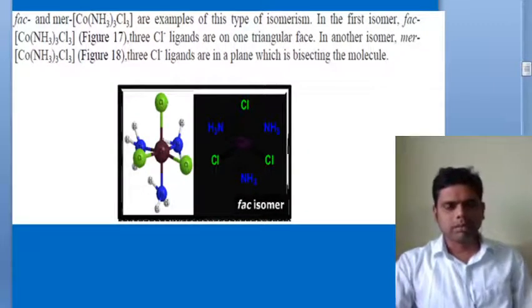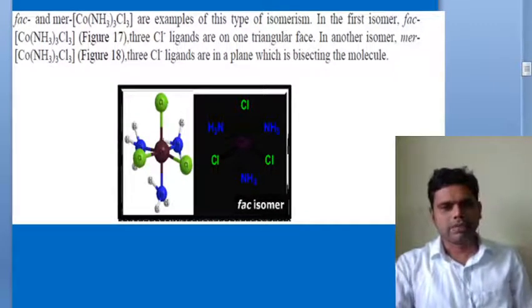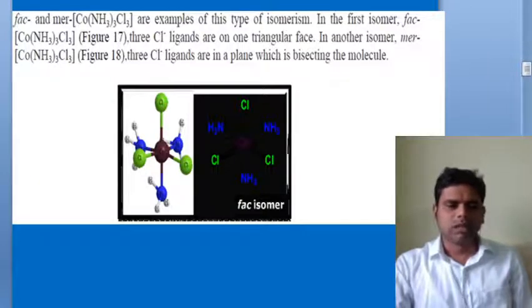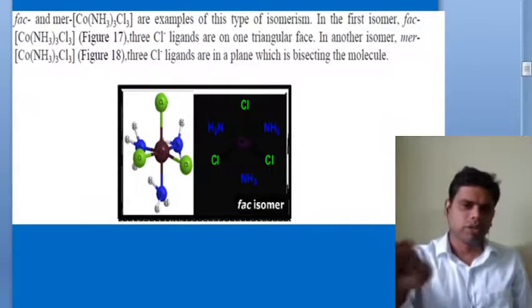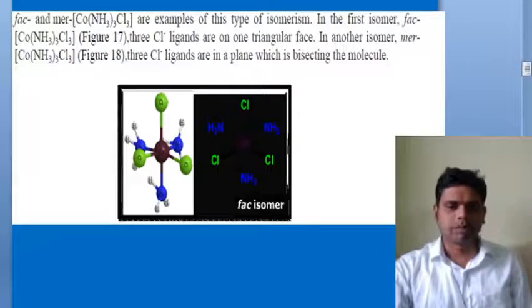So one more example here, of facial and meridional, with Co(NH3)3Cl3. Just have a look at that and identify whether it is a facial or meridional isomer. If you combine the three chlorines, you get a triangular face. So obviously it is a facial isomer. Combine those three imaginarily, in your imagination, using dotted lines. Then you get a face, and that indicates that it is a facial isomer.